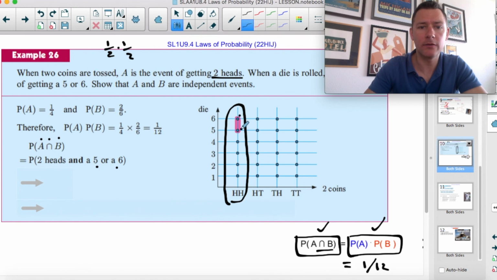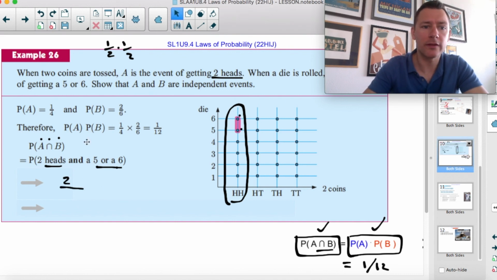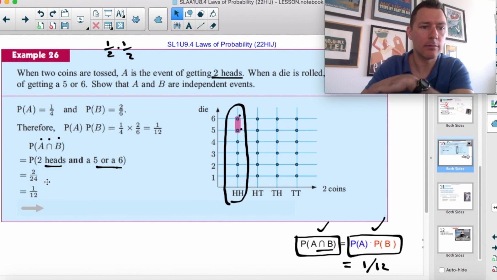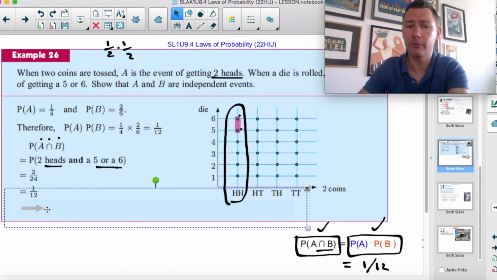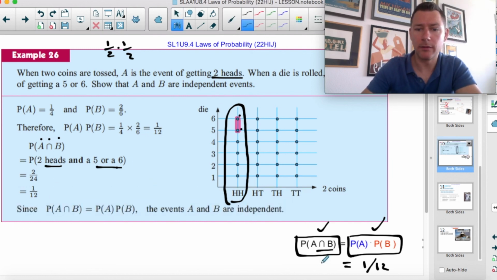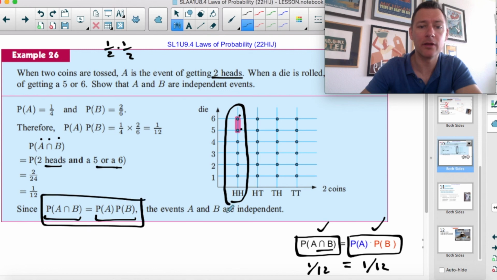So there's 2 ways to do that, to fulfill both this and this. There's 2. So that's 2 out of the total of 6 by 4. So that's probably where they're getting that 2 out of 24, right? Because there's 24 dots, there's 24 outcomes that could happen. 2 of them are favorable, so 1 out of 12. And so we can say that this is, oh look, 1 out of 12. Also, this side equals this side. It follows this pattern, so they're independent.